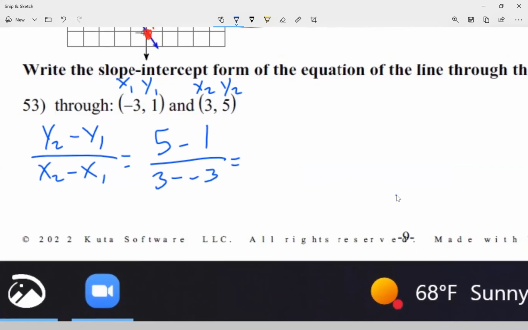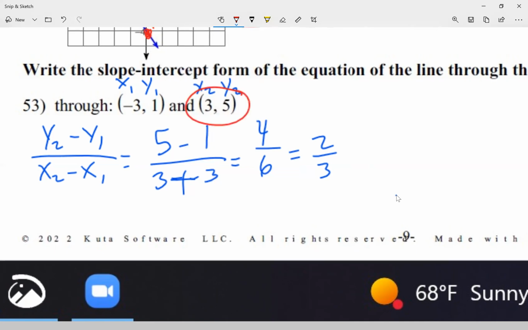On the top, 5 minus 1, that's just 4. At the bottom, 2 negative signs make a plus. So 3 plus 3, 6. Simplify your slope. I'm going to simplify it as 2 over 3. Now, choose a point. I know for previous lectures, I always pick the first point. Now, let me choose the second point. I'm just going to choose a point.